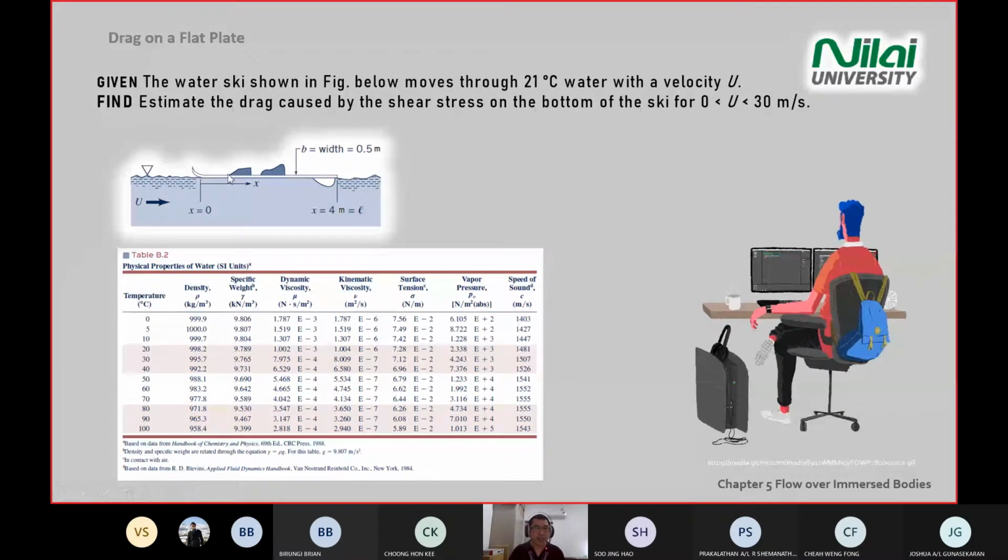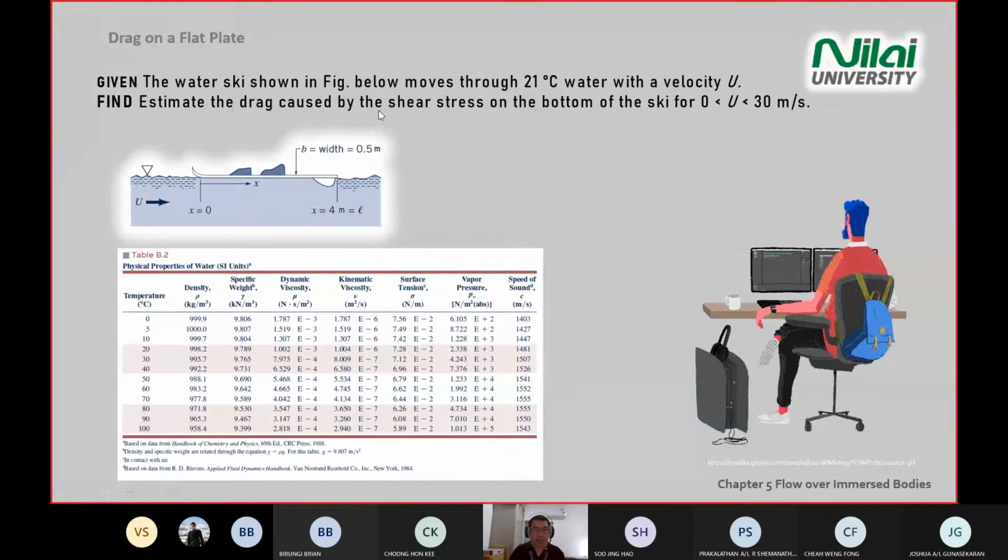And then you have two points here, point 1 and point 2. You have x equal to 0 as point 1, and the second point at the edge of the water ski board, x here. The length is 4 meters, and the width given is 0.5 meters, moving through 21-degree water with a velocity u. Every time you see a temperature there, you refer to a table.